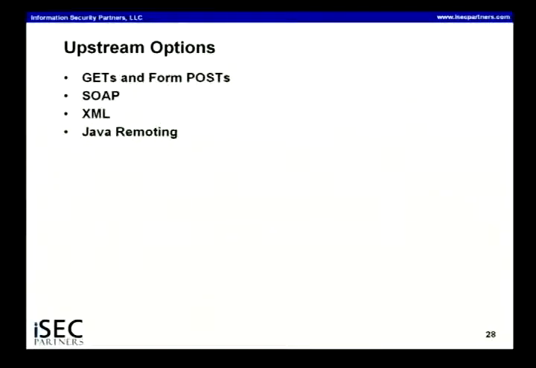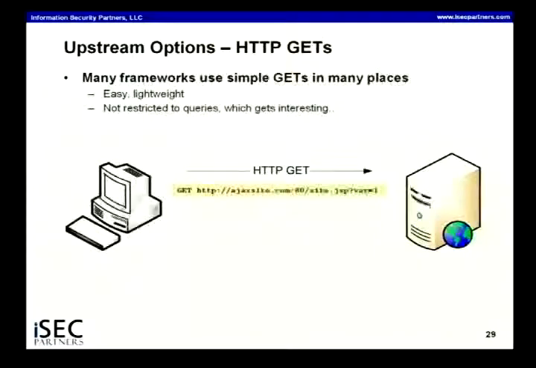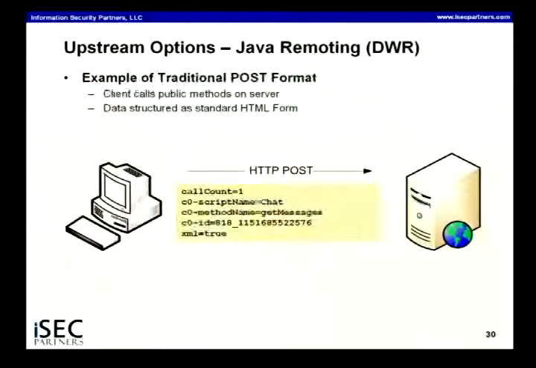And upstream options. Your traditional method for an upstream option was just a get, which is really lightweight, really quick, and really insecure, as we'll show later. Another upstream option is post, which is what the DWR framework uses. In this case, they do a post with the data being your variables and the method name that you're going to call, and that gets invoked.